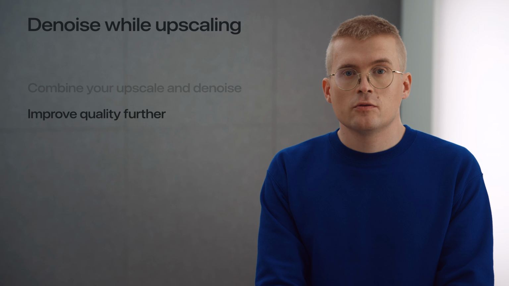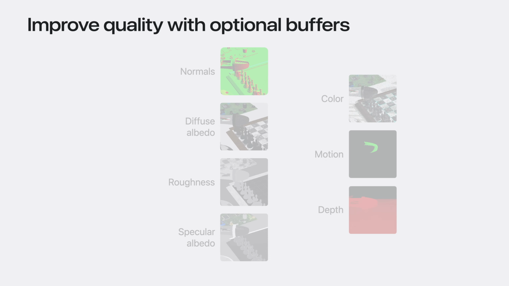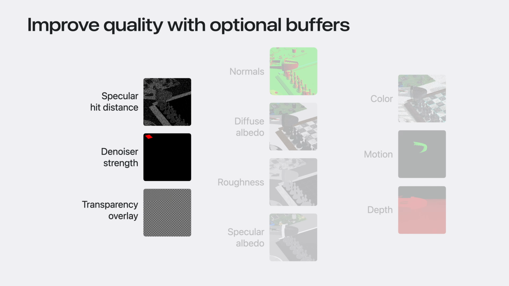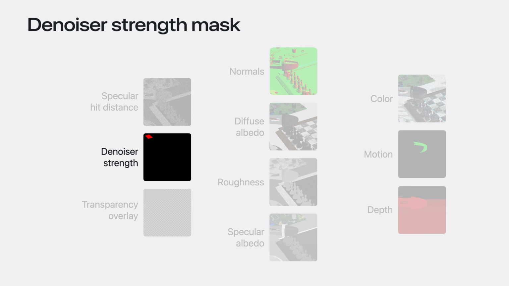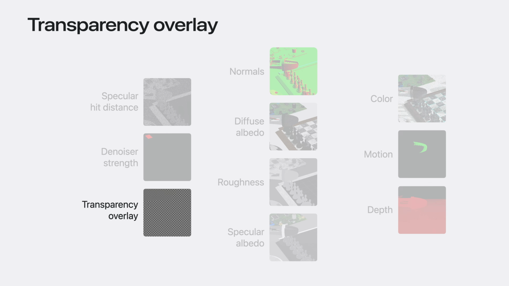After setting up the basic usage of the denoiser, you can improve it by using some of the optional inputs, and by avoiding some typical integration pitfalls. There are some optional input textures which can be used to improve the quality. First is specular hit distance, telling the ray length from the pixel primary visibility point to secondary bounce point. Then denoiser strength mask, which can be used to mark areas that don't need denoising. And finally, transparency overlay, which is used based on the alpha channel to blend in color that is only upscaled and not denoised.